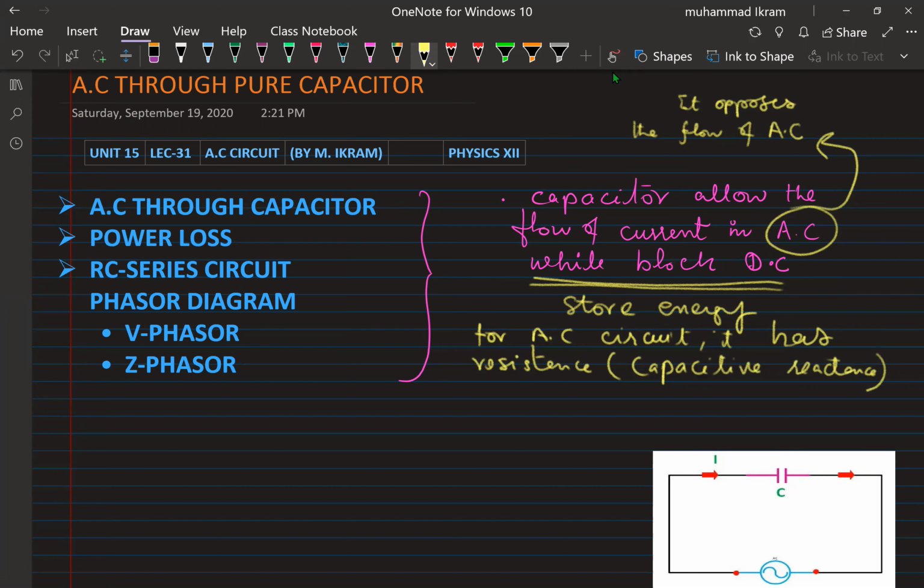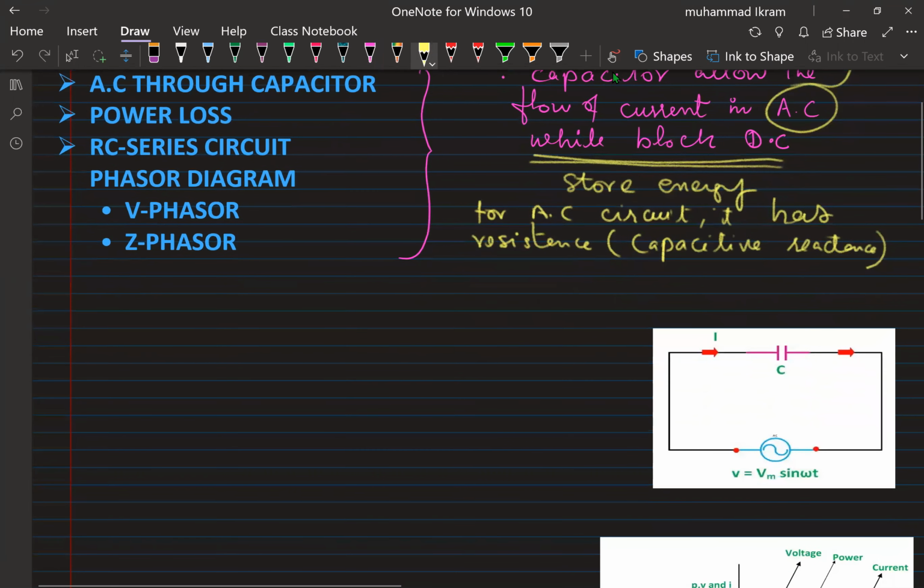So these are the few basic important notes right in the beginning of the lecture. Now let us start: what does AC through a capacitor mean? When we connect the capacitor within the AC circuit, you see here it is connected in series with the source. Here, this is our AC source.